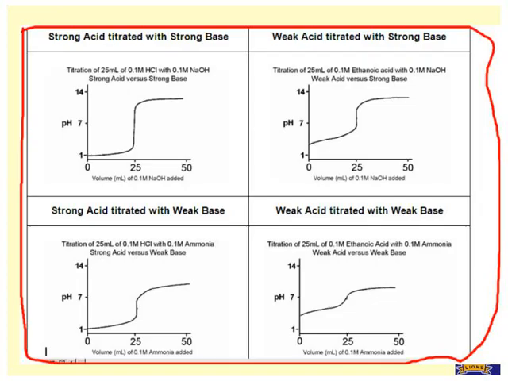Okay. So here is a list of the strong acids and bases. Don't you love the higher resolution? You can actually read these things. So in this one, we're going to start with a low pH and end with a high pH, and we have only one hump. Okay.